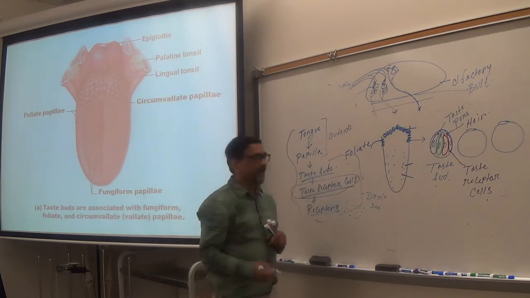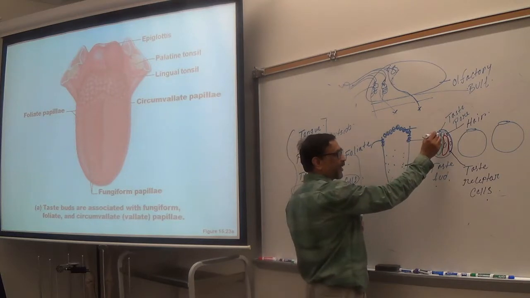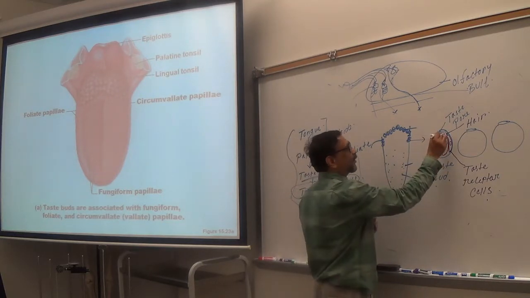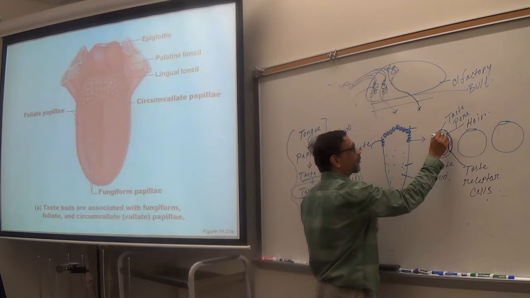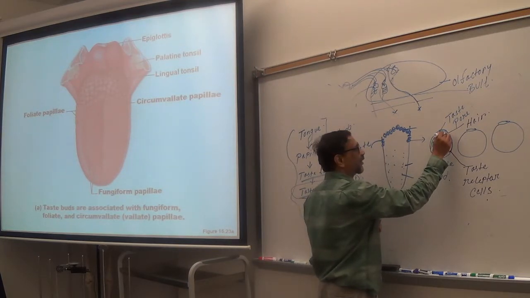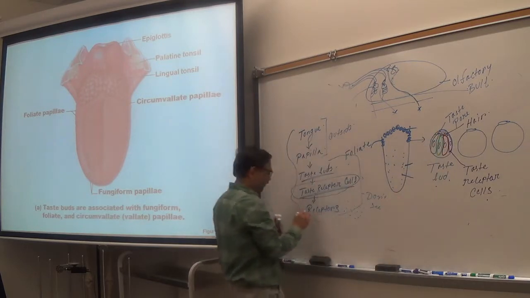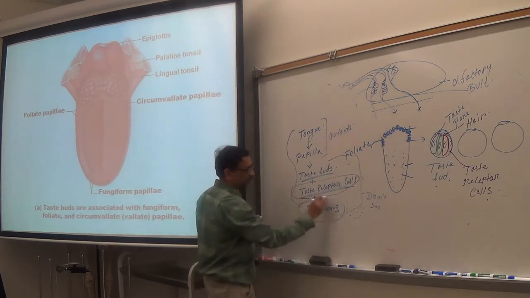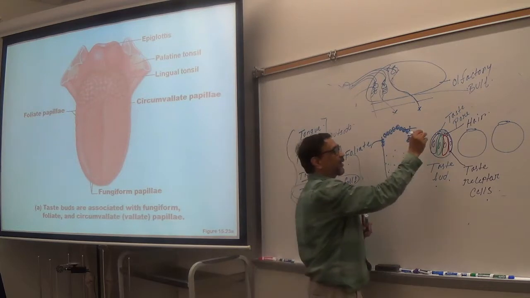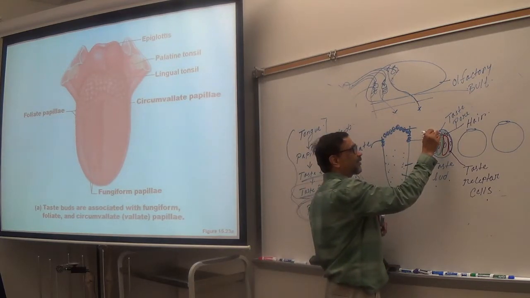At the upper end of the receptor cells, you have the hair, and on the hair, you have the receptors. These are the receptors. So receptors are very tiny structures, attached to the hair of the receptor cells.